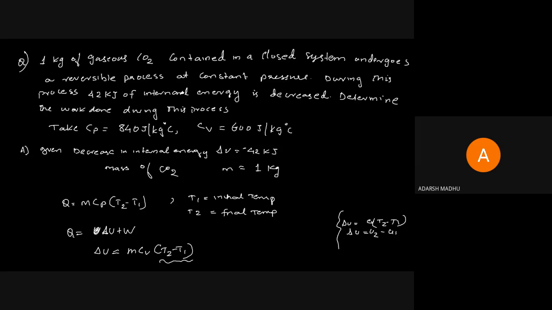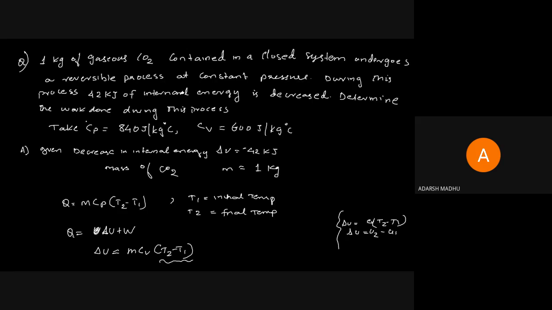Then we can substitute the value of T2 minus T1 into the equation of Q to find the value of Q here. Q equals m Cp delta T, or m Cp into (T2 minus T1), that is m Cp into minus 70. M is given as 1, Cp is given as 840, so 1 into 840 into minus 70. That is the Q value.